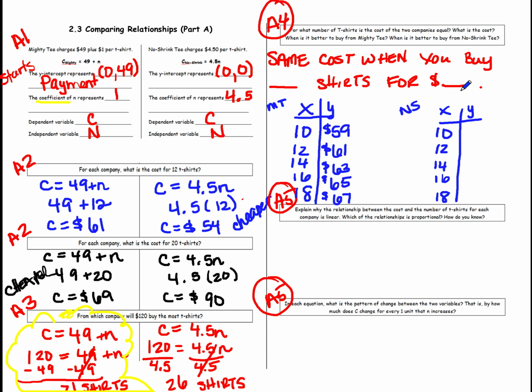All right, now let's look at no shrink. For 10, we're going to multiply 4.5 times the 10, and we get $45. We already found the cost of 12. It's right here, which is 54. 14 is going to cost us $63. 16 is going to cost us $72. And I'll let you find number 18.